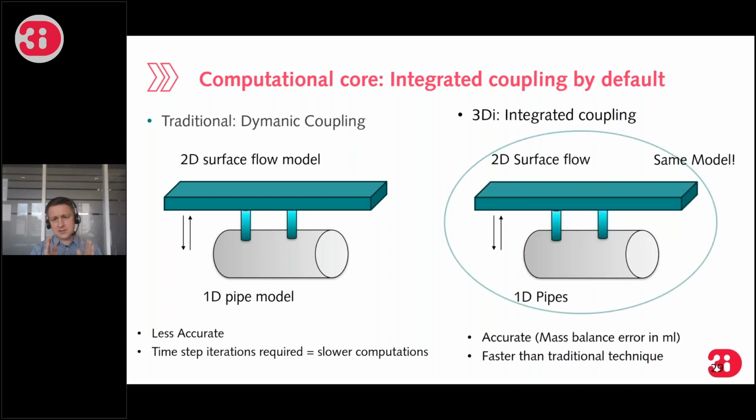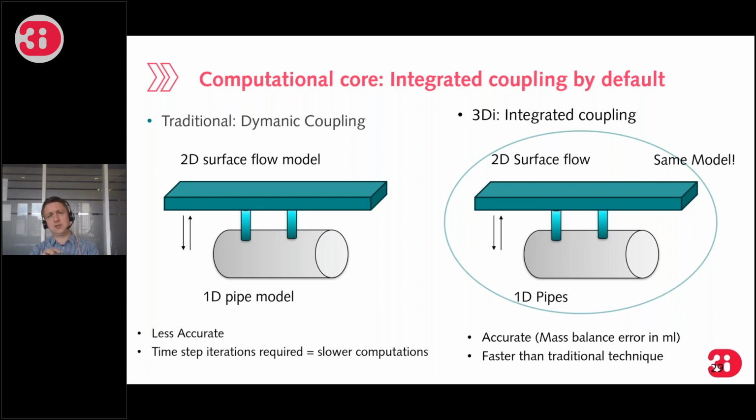What we do with 3DI is different. We are not doing this dynamic coupling. What we are doing is integrated coupling. So we have a surface flow and we have 1D pipe flow, and these are all computed at the same time. This is the same model. There is no difference. When you have our computational core, the sewage model and the sewage simulations and the surface flow simulations are being computed together.